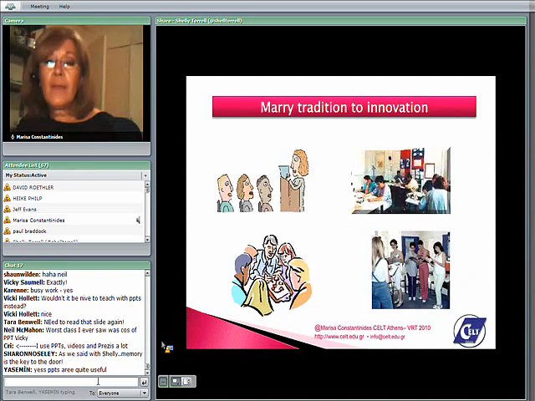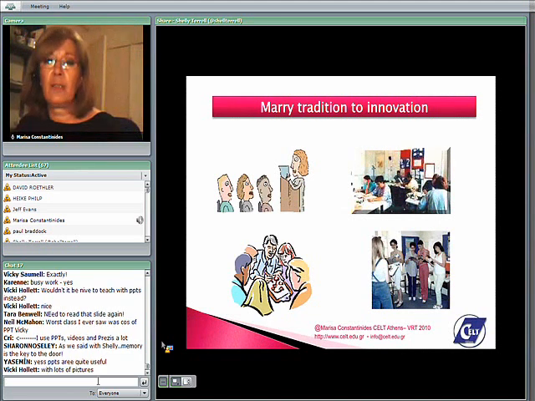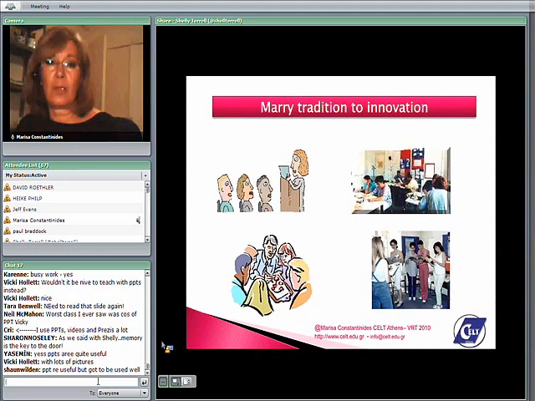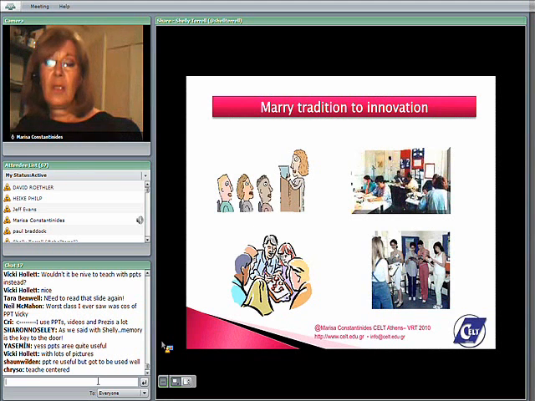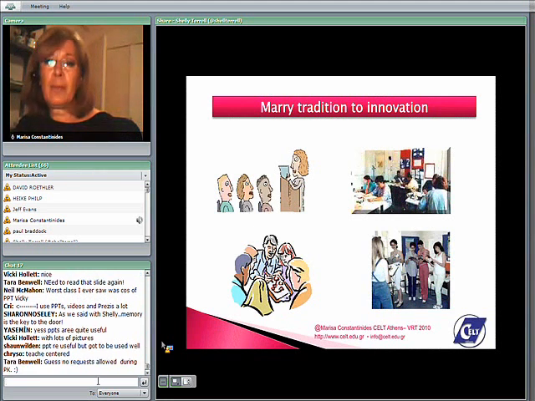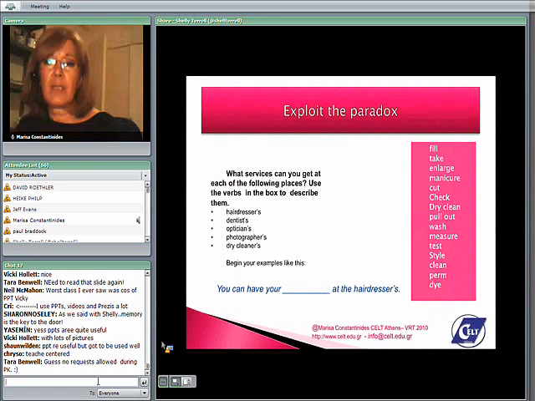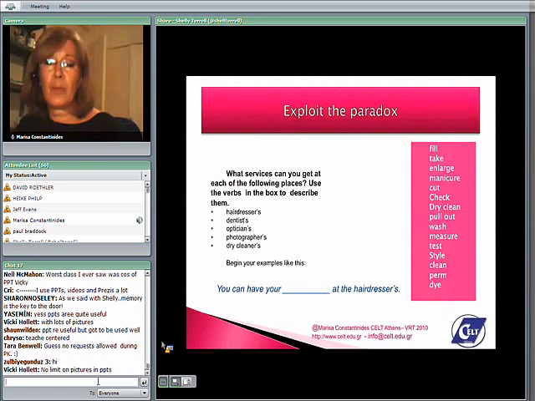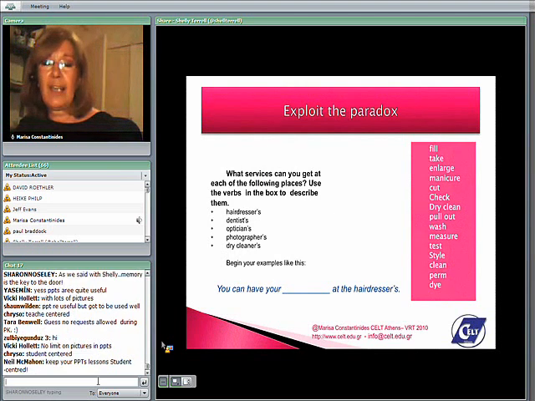Marry tradition to innovation. The material in the coursebook is by definition not innovative. It's going to be traditional because it's all on the page. So try to animate it by bringing in learner-centered activities, by bringing pair work and group work. And animate your coursebook by bringing in the paradox. Particularly if you have young learners, get them to change sentences, not into this boring way, but say, you can have your teeth enlarged at the hairdressers.